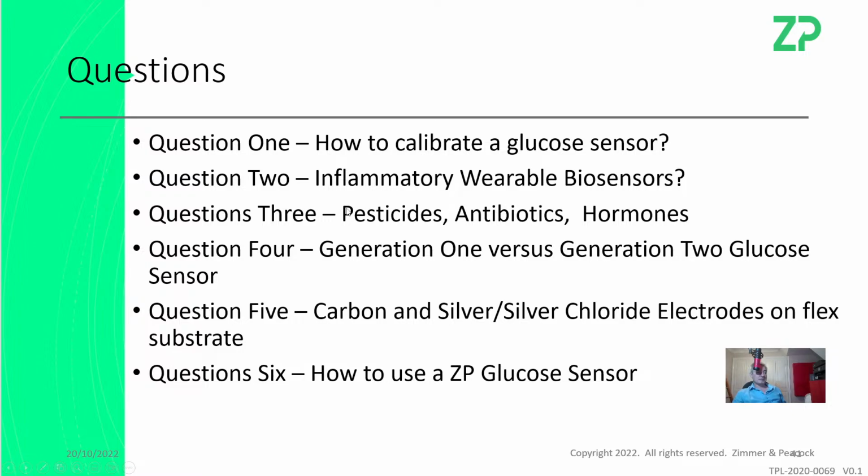Can we detect pesticides? Yes, we can do it on our spectrum sensor. Can we detect antibiotics? Yes, we can do it on our spectrum sensor. And hormones, we do have cortisol, testosterone, and androstenone already on the website.